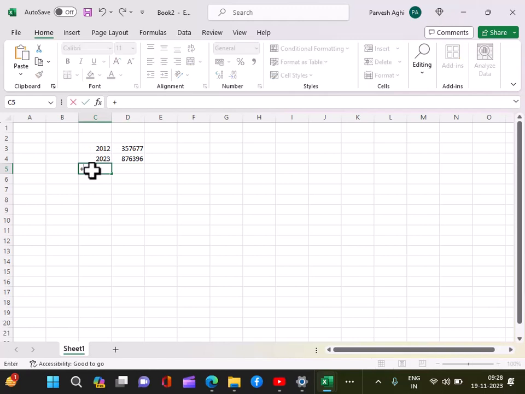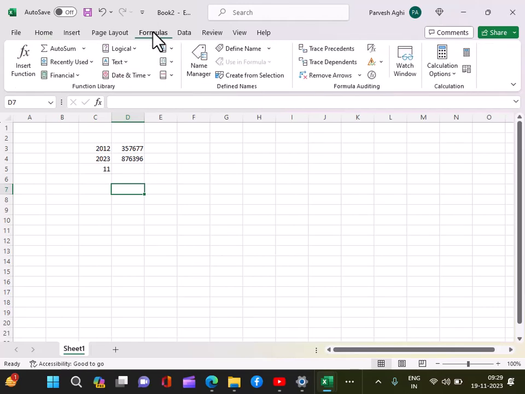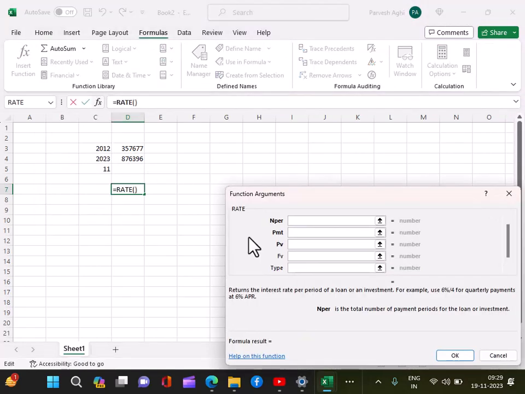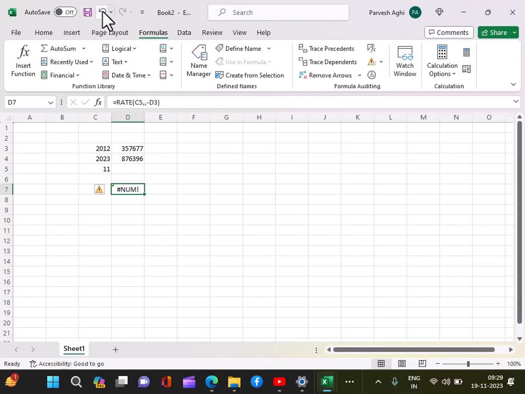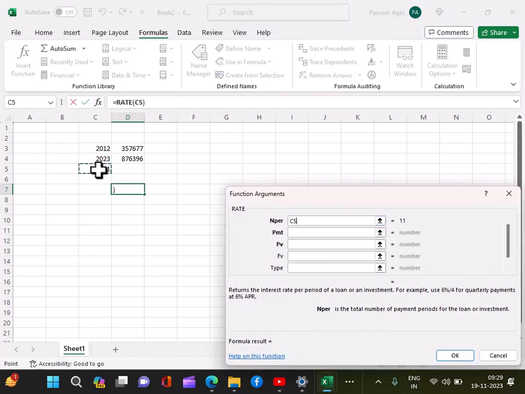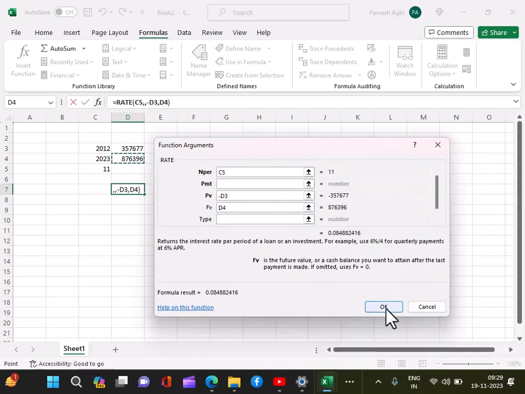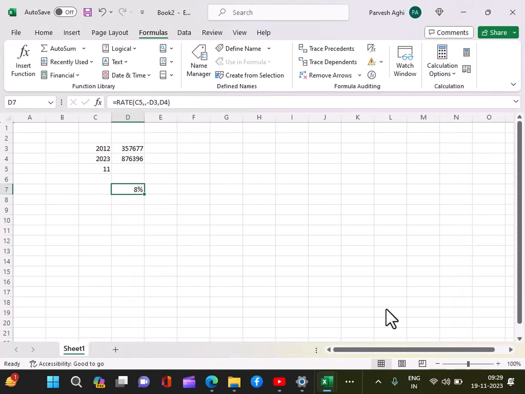If we just subtract, how many years is it? 11 years. Then I go to the formulas, called rate, and put 11 here, and the present value we put with a minus sign, and future value is 8 lakh crores. Sorry, I just pressed enter, so that's why the mistake. So I use the formula again. Then if I press enter, their top line is growing at a compounded growth of 8% per annum.